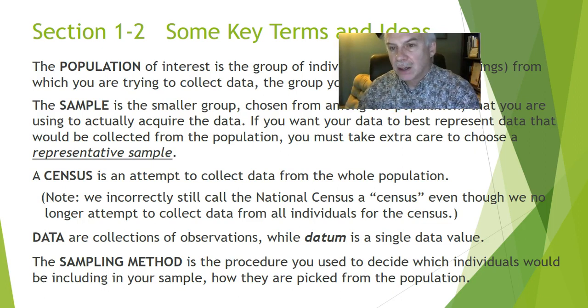Data are observations, but datum is a single data value. So datum is the singular, while data is the plural. And the sampling method is the procedure you use to decide which individuals would be included in your sample, how they are picked from the population.